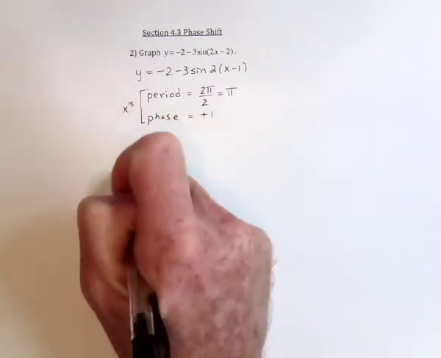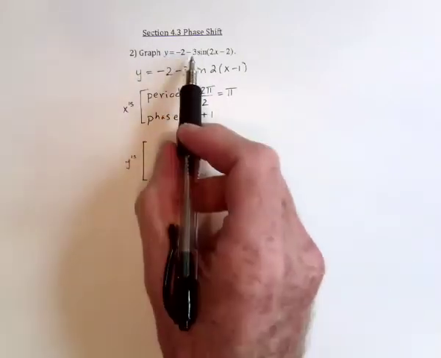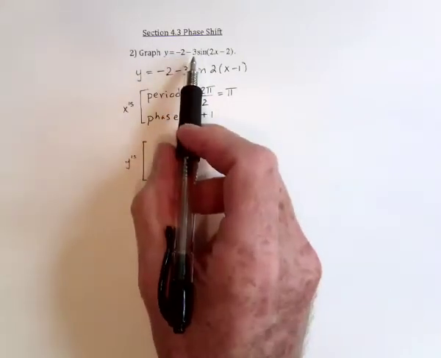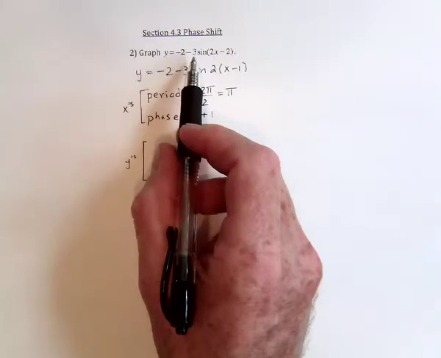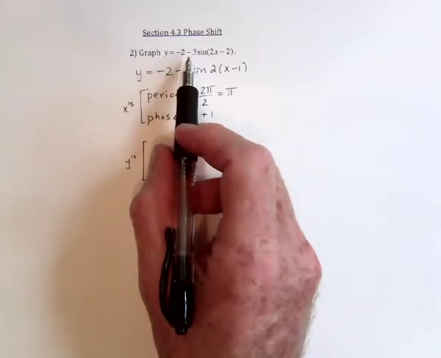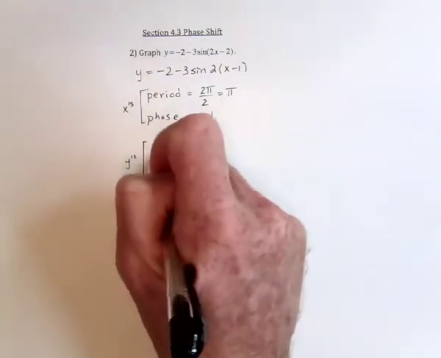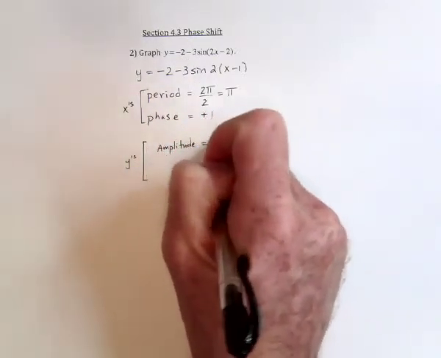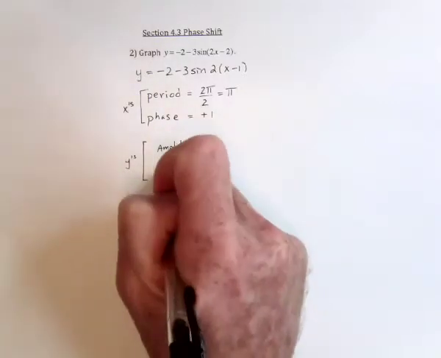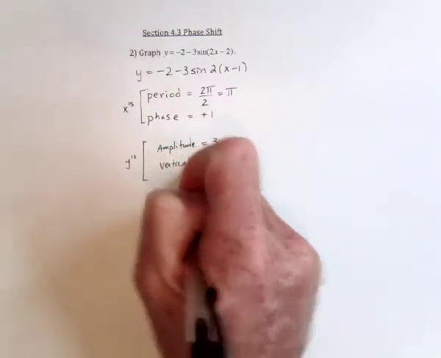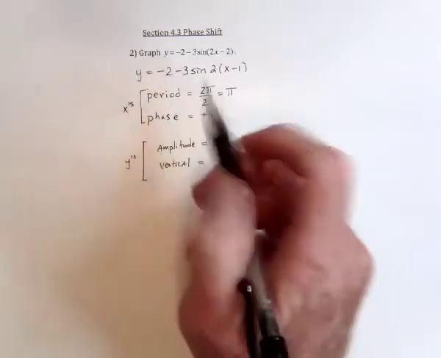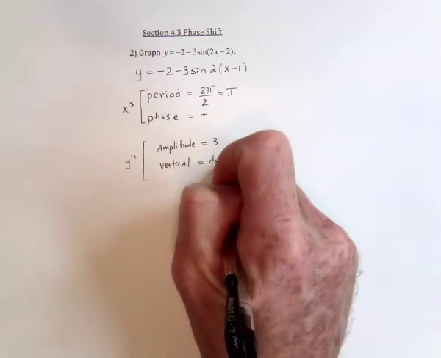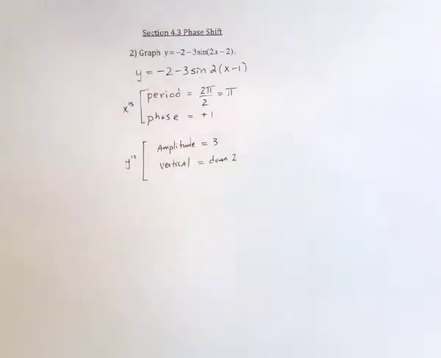And now for the y information. Well, first of all, the amplitude is 3. So amplitude is measuring its height, so we ignore the negative for now and just say that the amplitude is 3. And then the vertical shift is down by 2. You can either put -2 or just write it out down 2.